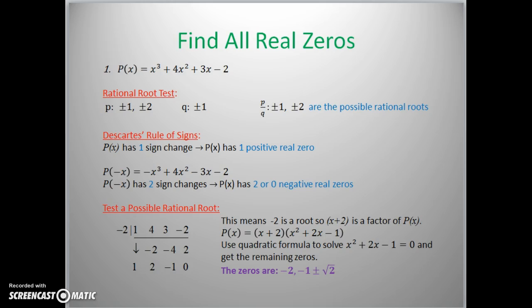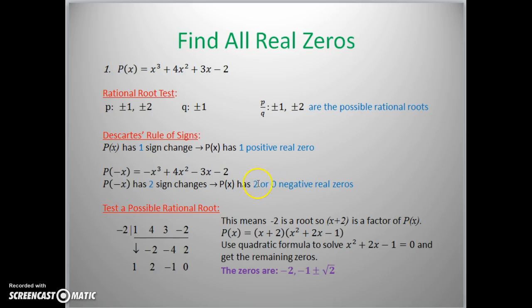Next, to find the number of possible negative real zeros, I am going to first find p of negative x, and to find that, all I need to do as a shortcut is to change the signs of all the terms that have an odd degree. So p of negative x is negative x to the third plus 4x squared minus 3x minus 2. Counting the sign changes, I have one sign change, 2 sign changes, and a total of 2 sign changes. So that means that we have 2 or 0 negative real zeros.